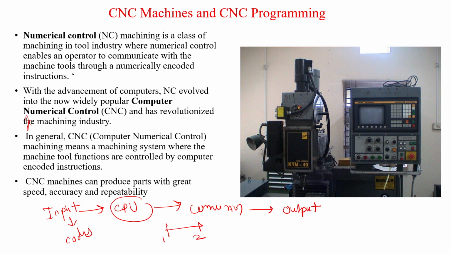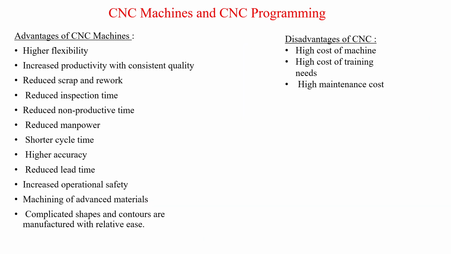This is a very important CNC machine, because of that our machining or our work has become very easier. Okay, this is all about the CNC and NC machine. Now we'll see what are the various advantages and disadvantages of the CNC and NC machines.